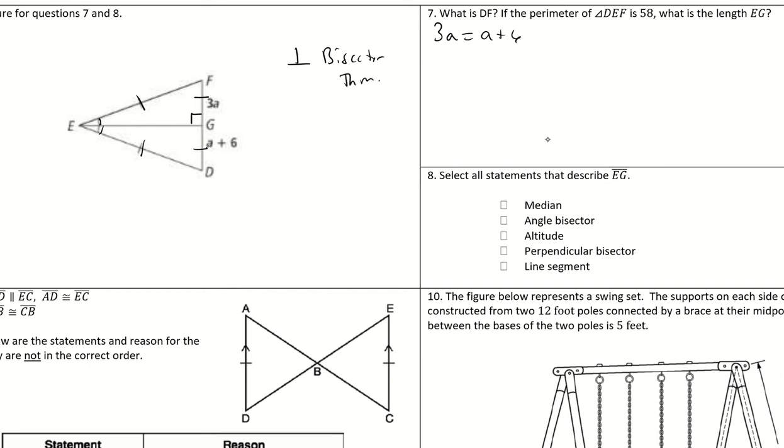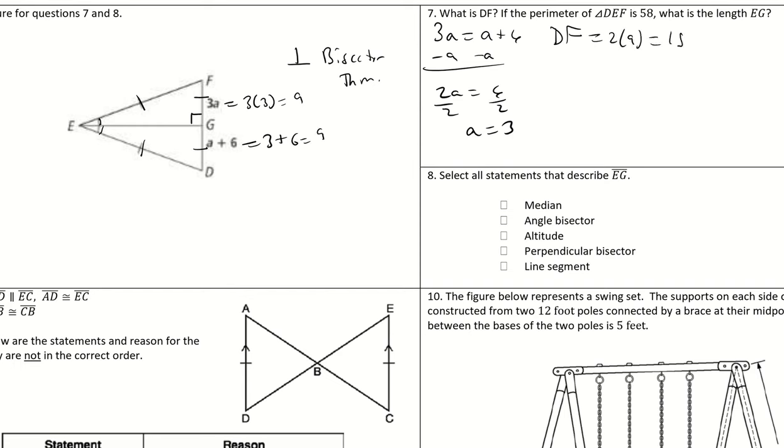All right, so in this case, we can subtract a on both sides. And so that's 2a equals 6. So then a is 3. And then remember, we're trying to find DF, so we just have to plug it in. So DF equals 3 times 3 is 9, and then 3 plus 6 is 9, so then 9 plus 9. So it's 2 times 9 is 18.